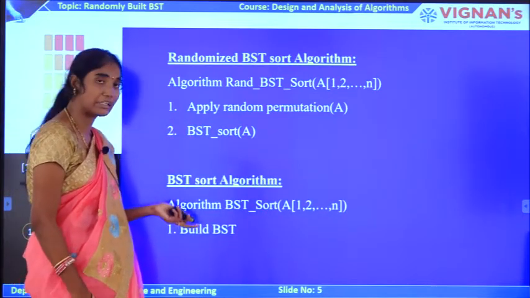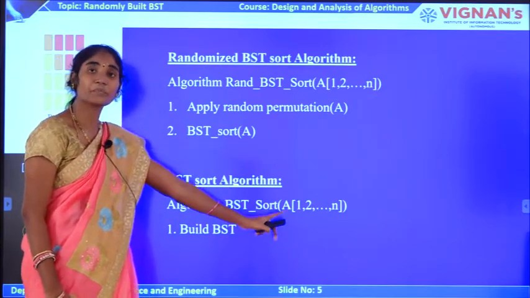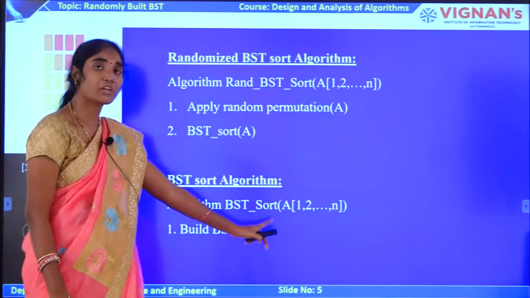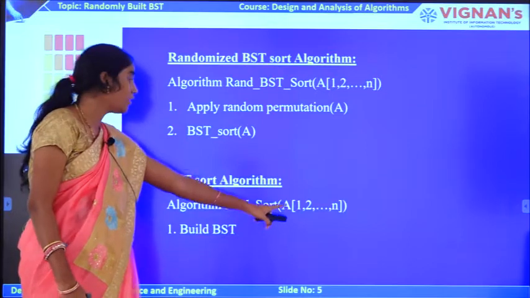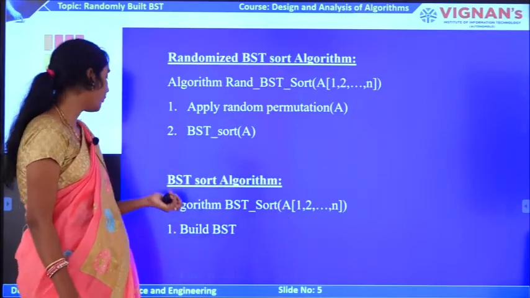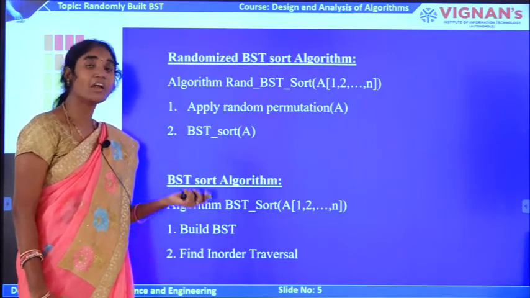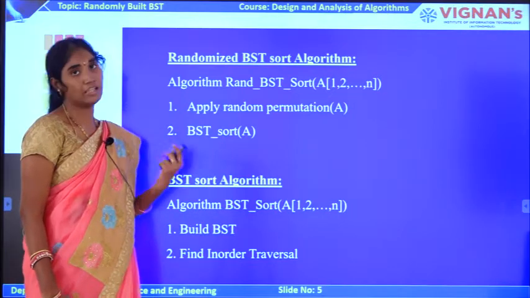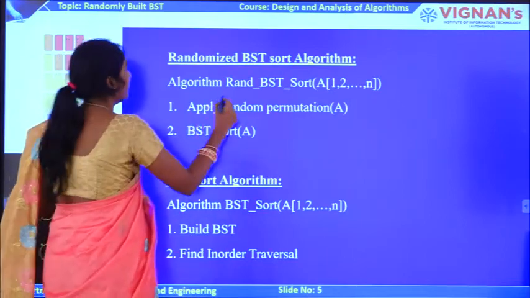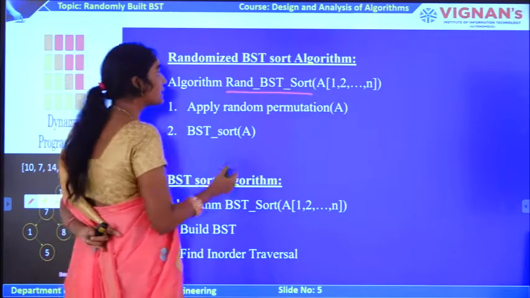This is the BST sort algorithm. It takes A, the n elements which are going to be inserted into your tree, as input. Initially we build the binary search tree, followed by finding the in-order tree traversal, which is nothing but your final sorted list. That's why we are finding this. So here, the random BST sort is the algorithm for randomly built binary search trees.